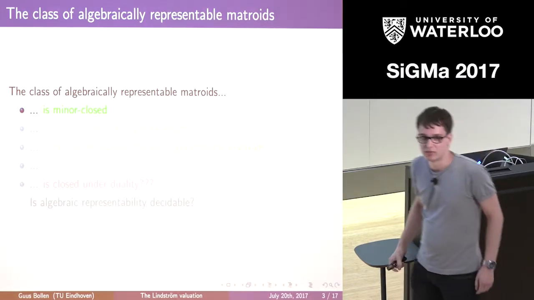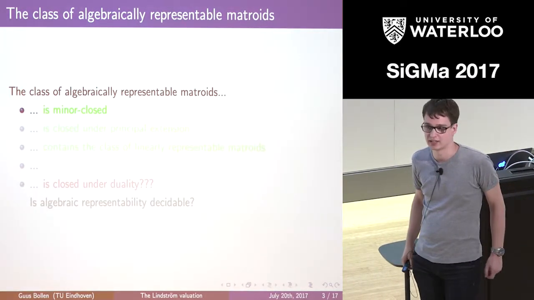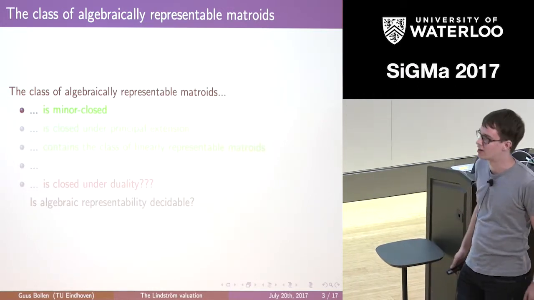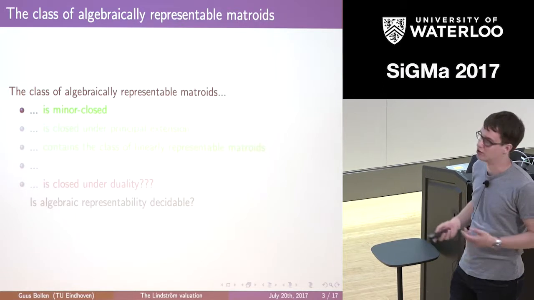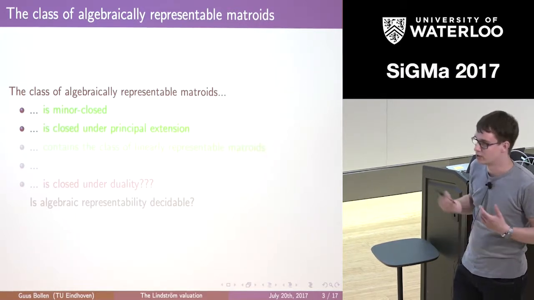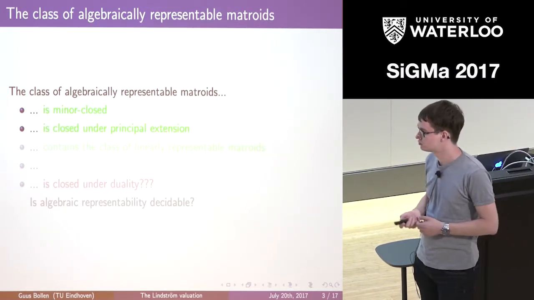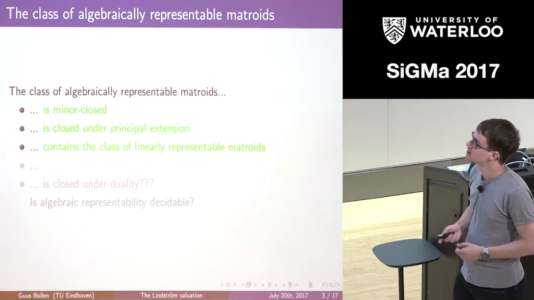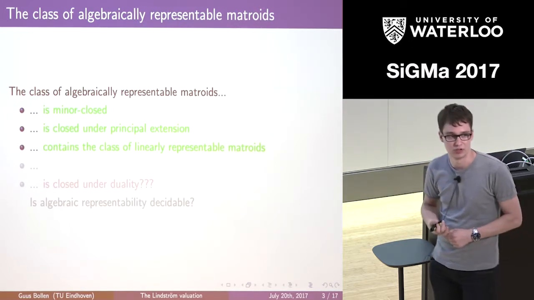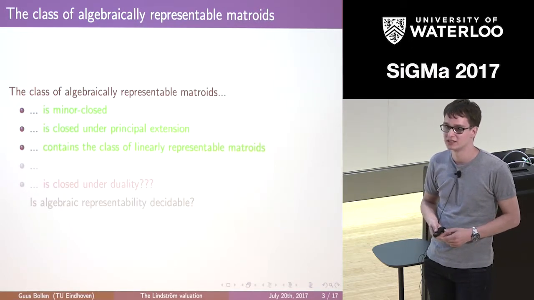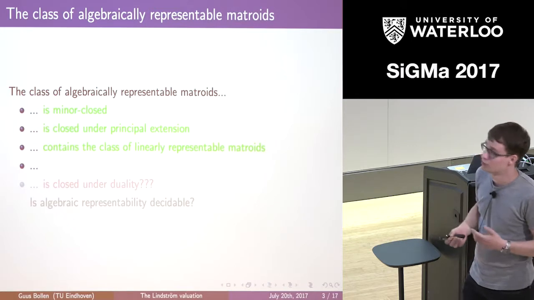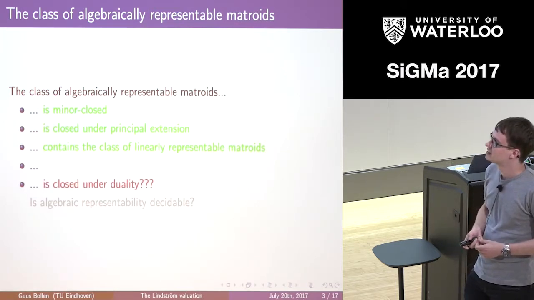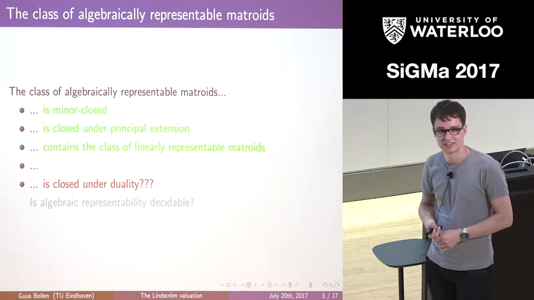So what do we know about the class of algebraically representable matroids? Well, at first it seems like a very nice class. I mean, it's minor closed. You can add elements freely on flats. It contains the class of all linearly representable matroids. And I could name a few more nice properties of this class, but it's actually not that nice.